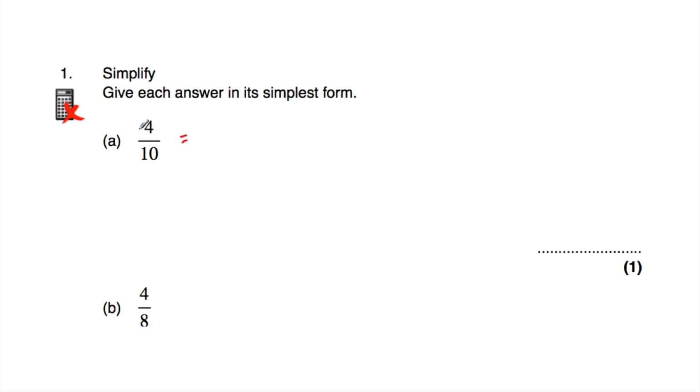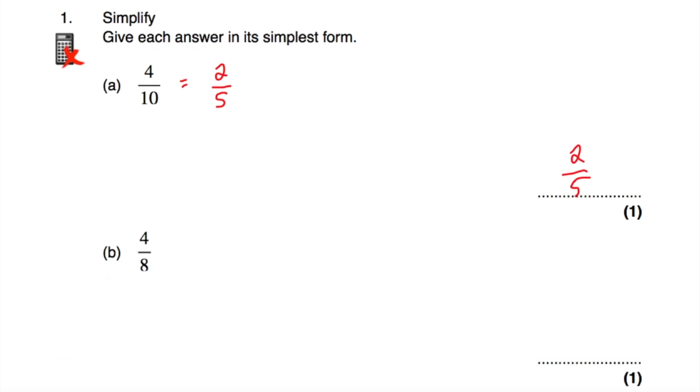If we divide both the numerator and denominator by 2, we get 4 divided by 2 is 2, and 10 divided by 2 is 5. So that would be 2/5. Now 2 and 5 don't have any common factors apart from 1, and if we divide by 1, we'll just get 2/5 anyway. So that's it, we're done. So 4/10 is the same as 2/5.